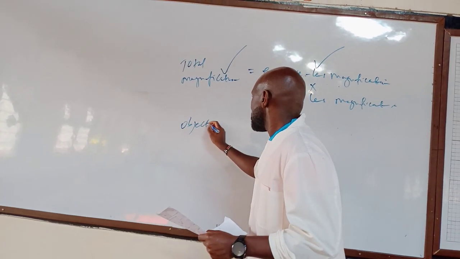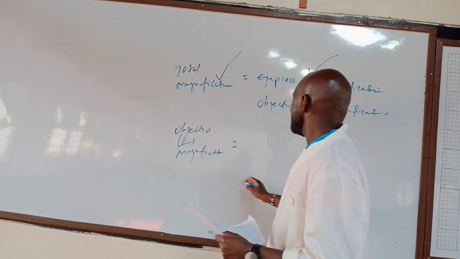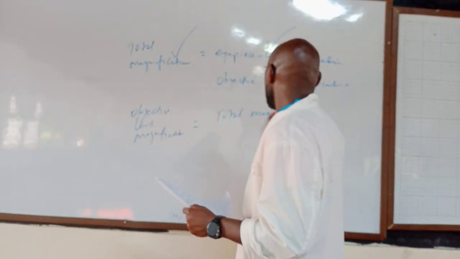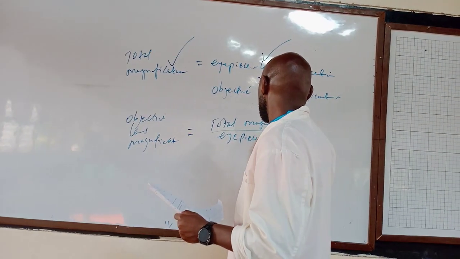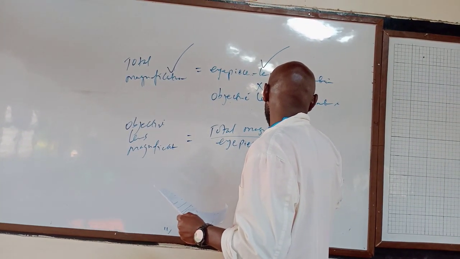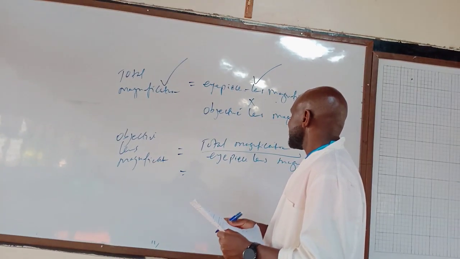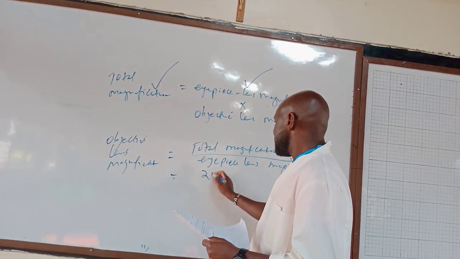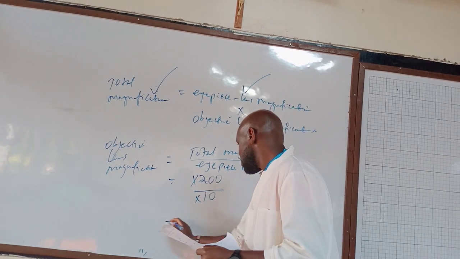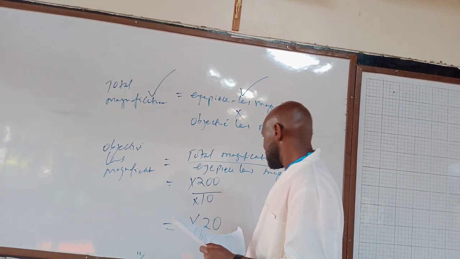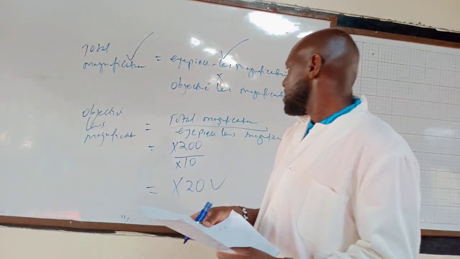That objective lens magnification is given by total magnification divided by eyepiece lens magnification. So what will happen then? Your answer will be 200 divided by 10. So 200 times, so you get times 20. The answer for objective lens magnification will be times 20.